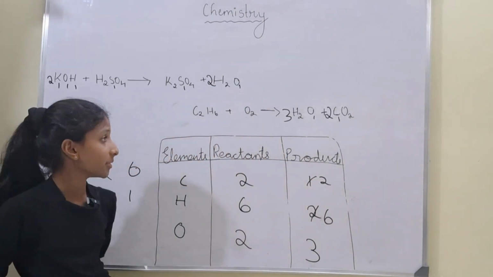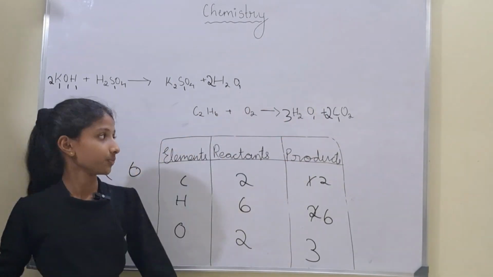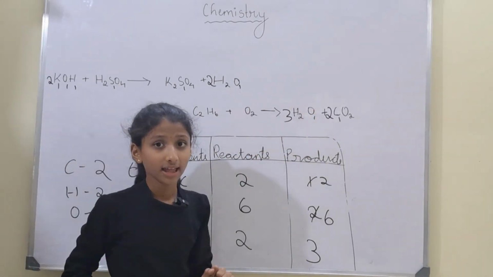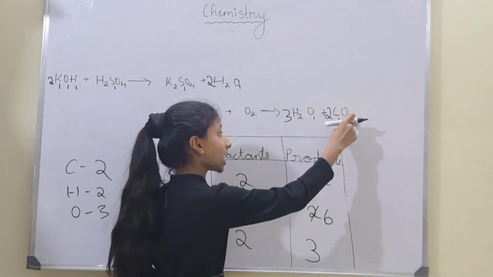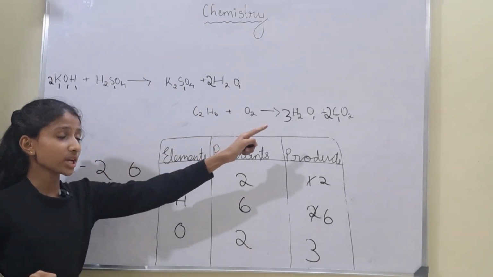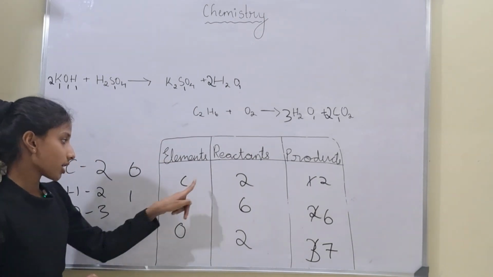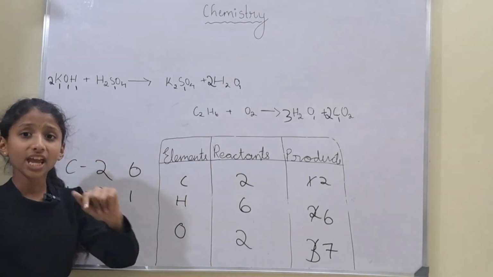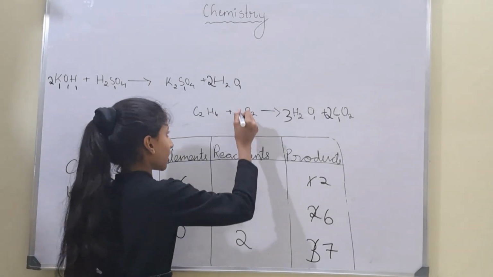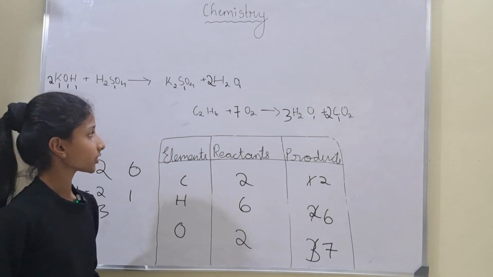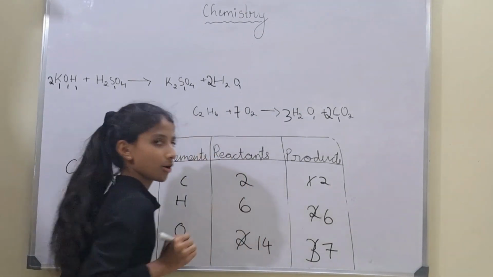Done. But remember, it not only changes hydrogen, it changes even oxygen. 3 times 1 gives us 3. So, 3 plus 2 times 2 gives us 4. 3 plus 4 is 7. Now, carbon and hydrogen are balanced. We have to balance oxygen. So, I will write 7 in front of it. 7 twos are 14. So, this will become 14.